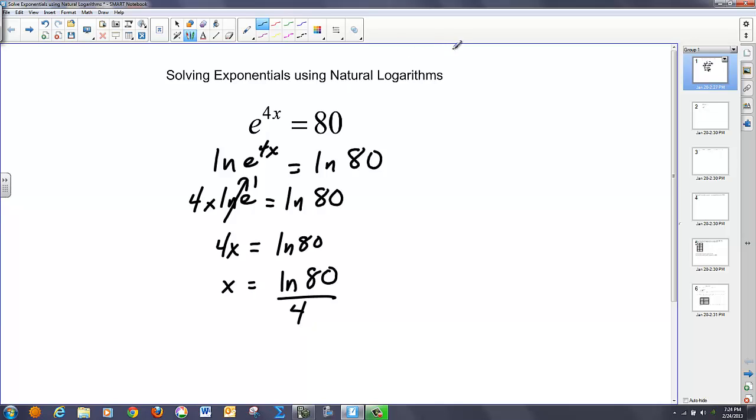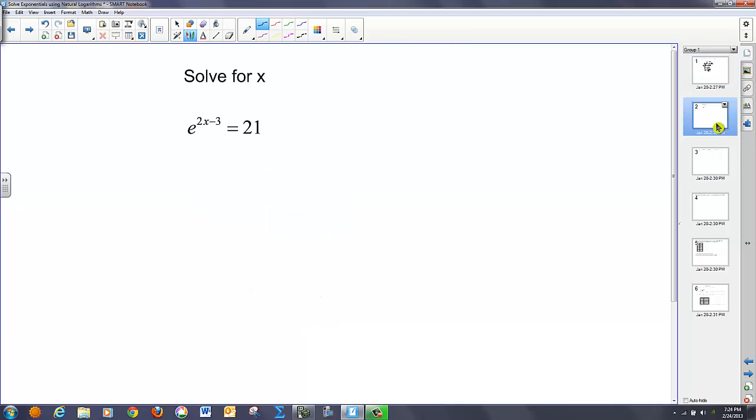Let's move to the next example. Very similar problem, except now I have a binomial up in my power. So again, I'm going to take the natural log of both sides.